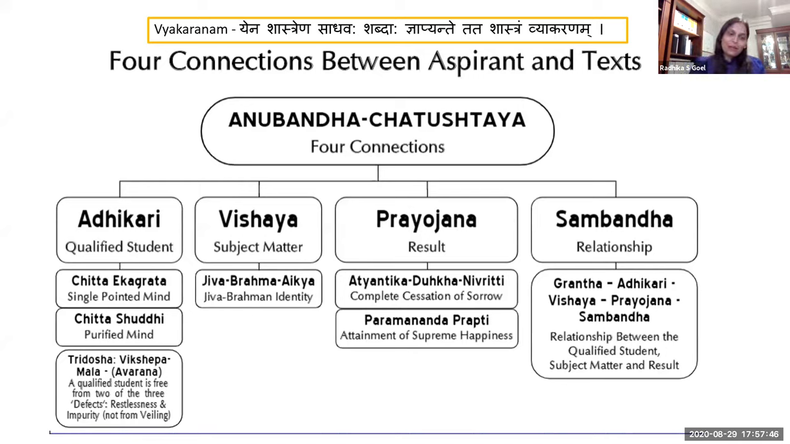Of these three doshas, what is said is that if you have two, then you're a qualified adhikari. The two doshas you cannot have are mala, meaning no impure thoughts or impure purpose of learning the Shastra, and vikshepa, restlessness or impurity. The third dosha you can still have, that is avarana, not having the knowledge or being ignorant. That is okay, because through the process of learning the Shastra, that purification happens. So for a good adhikari, you have to be free of at least two of these three doshas. That is who is a qualified student.